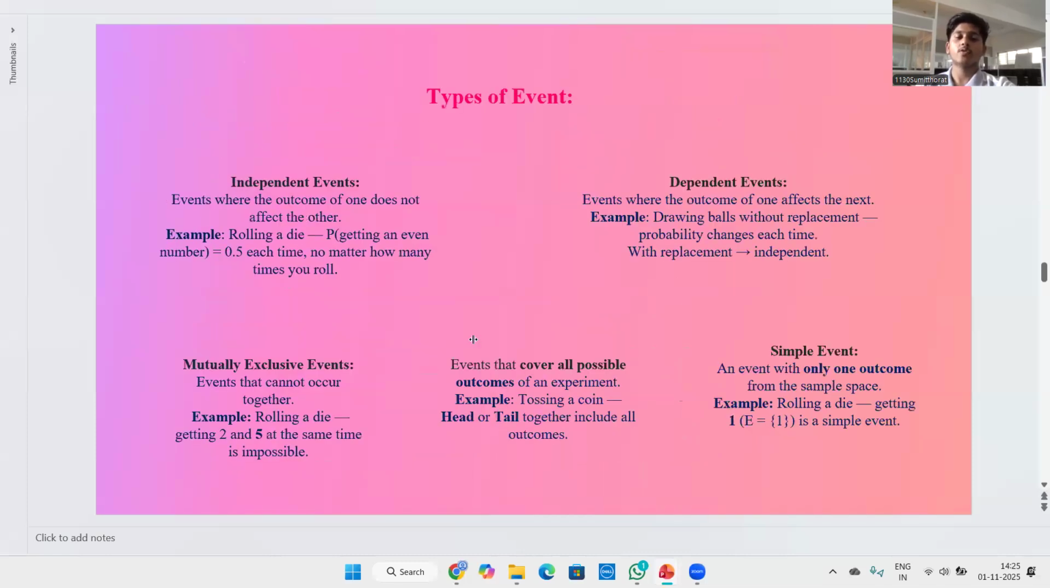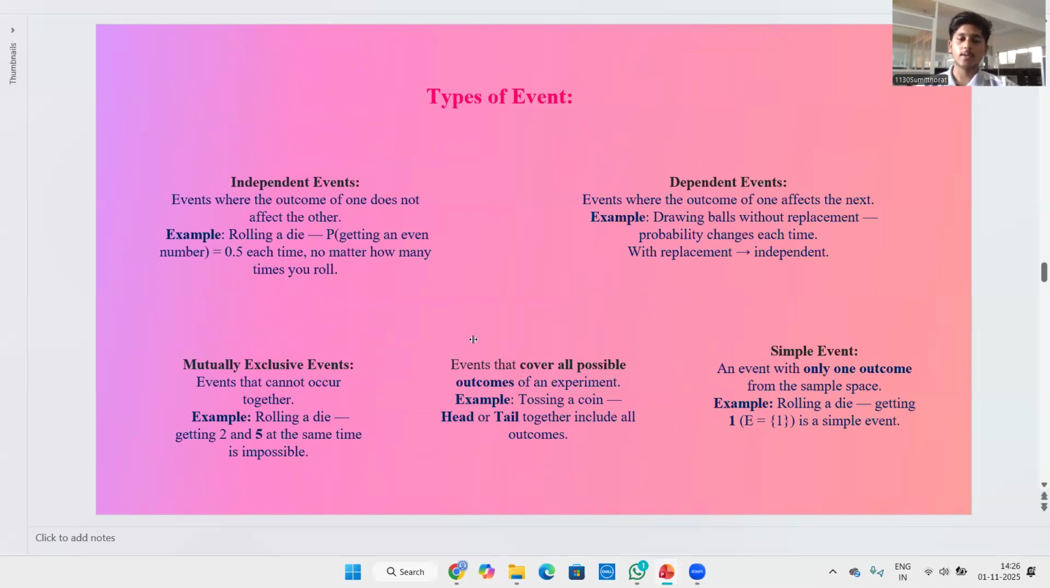Next, we see types of events. Events are different ways of grouping outcomes. Simple event, compound event, mutually exclusive event, independent event, dependent event, and exhaustive events. A simple event contains only one outcome. Example, rolling a 1 on a die.